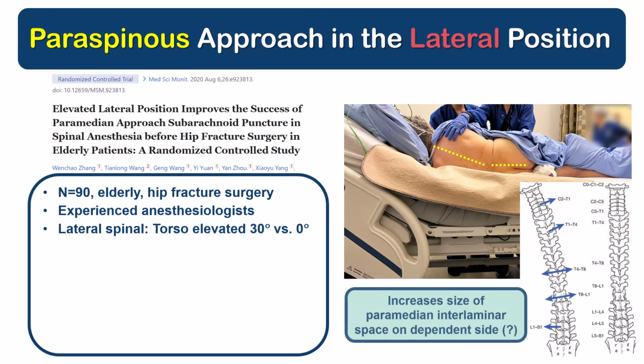And what this does is it attempts to create a lateral curve of the spine to widen the paramedian interlaminar spaces on the dependent side. And as an aside, if we look at biomechanical studies on the amount of mobility in the spine with lateral flexion, this would seem to be more effective in the thoracic rather than the lumbar spine, and so perhaps this strategy is something to consider investigating in thoracic epidurals.